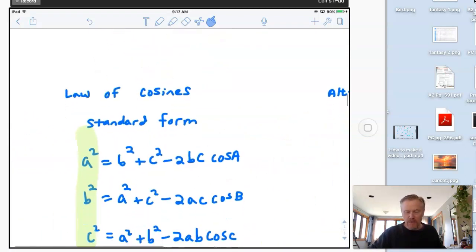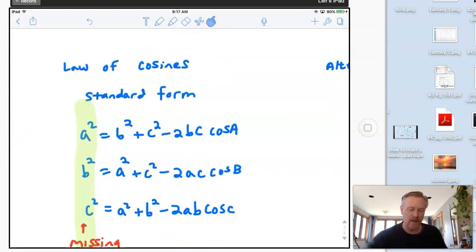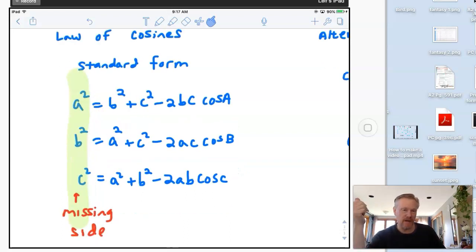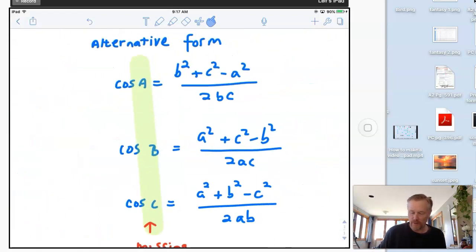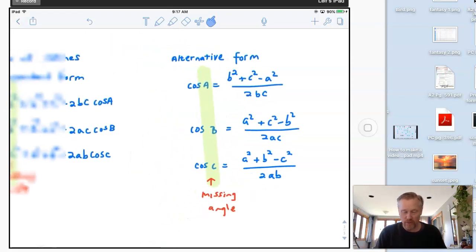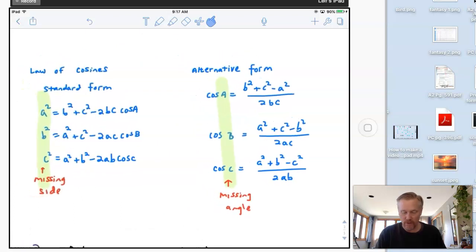Now I'm going to show you the law of cosines, which is the next topic. There are two different forms for it. There's this one over here, which you use when you have a missing side, depending on whether you have side A, side B, or side C of the triangle. And then there's the alternative version over here, which is really nice. I didn't find it until a couple years into teaching. This is the one you use when you have a missing angle.